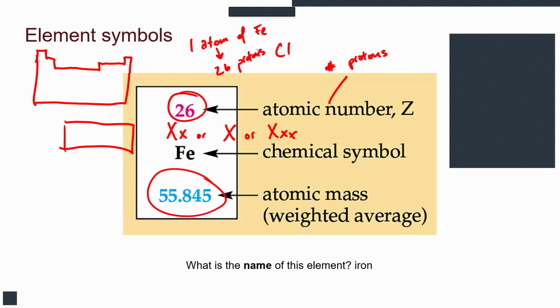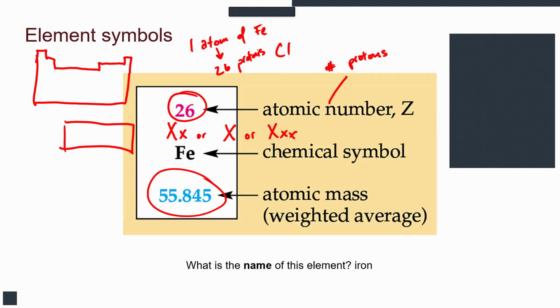Our subatomic particles have different charges. Protons are positive. I'm making my note. Protons are positive, neutrons are neutral, and electrons are negative.